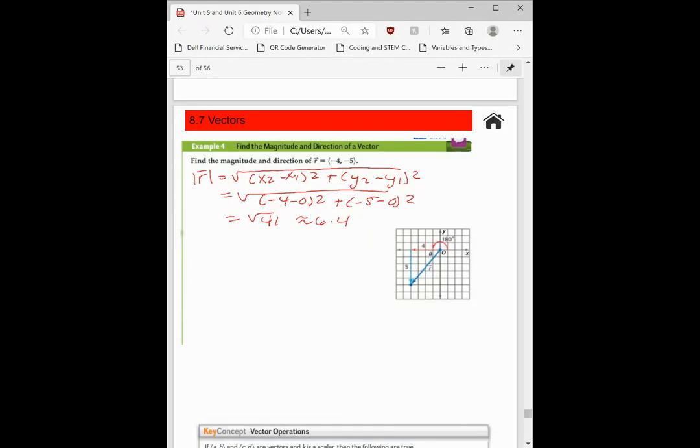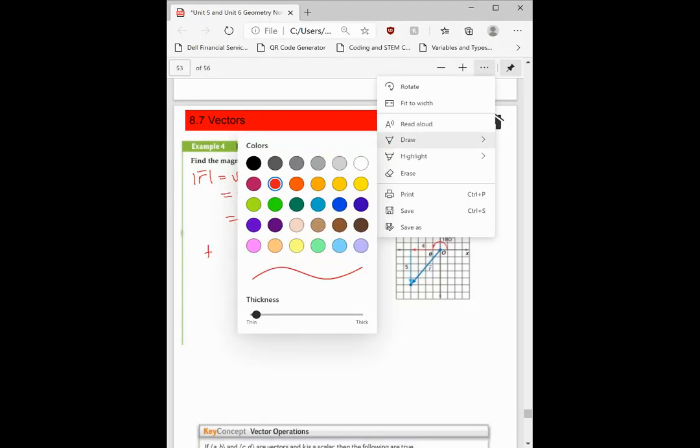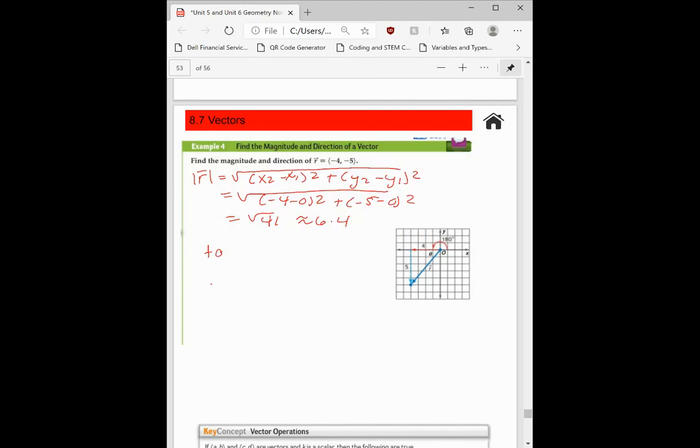Now we're going to do tangent of theta, which is just an angle that we need to find, is equal to 5 over 4. So in order to do this, we do tangent inverse of 5 over 4 is equal to theta. If we type that into our calculator, we get 51.3 degrees.